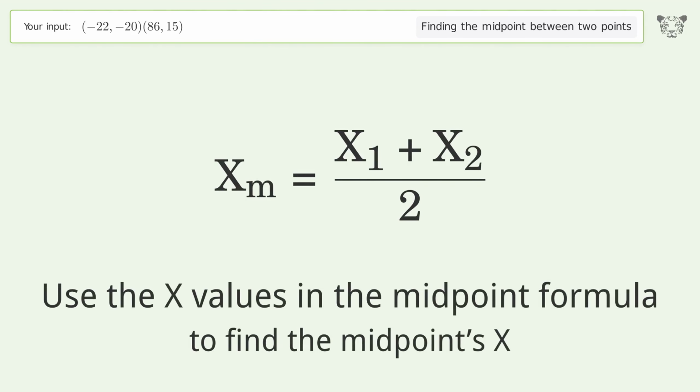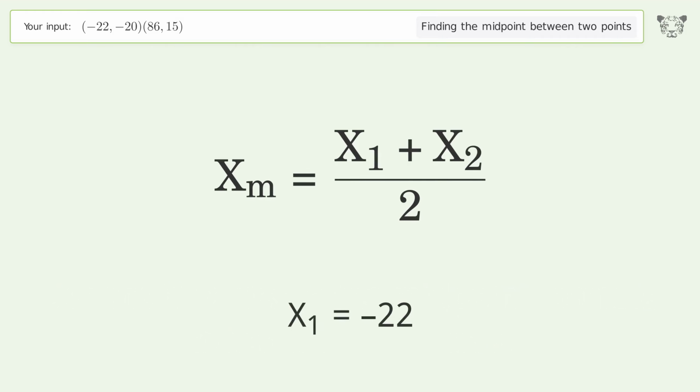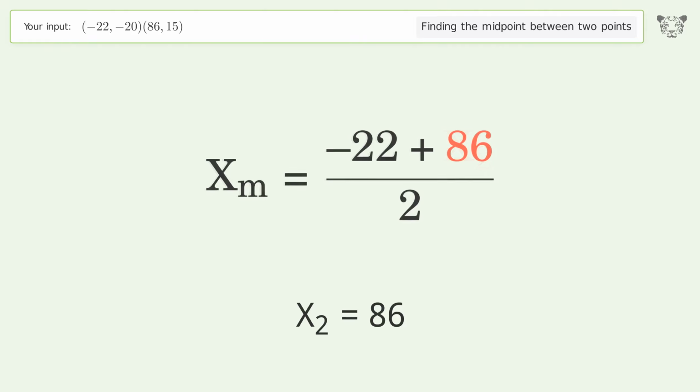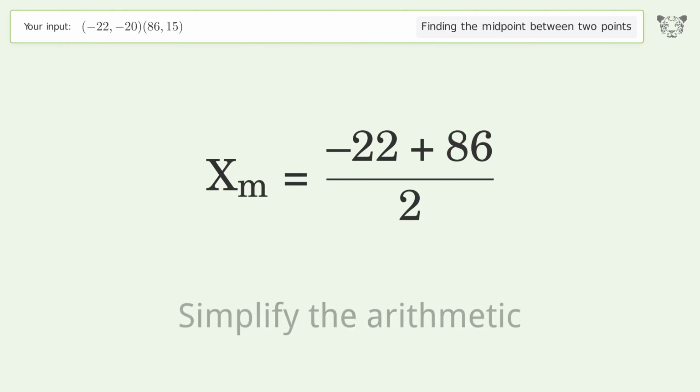Use the x values in the midpoint formula to find the midpoint's x. x1 equals negative 22. x2 equals 86. Simplify the arithmetic.